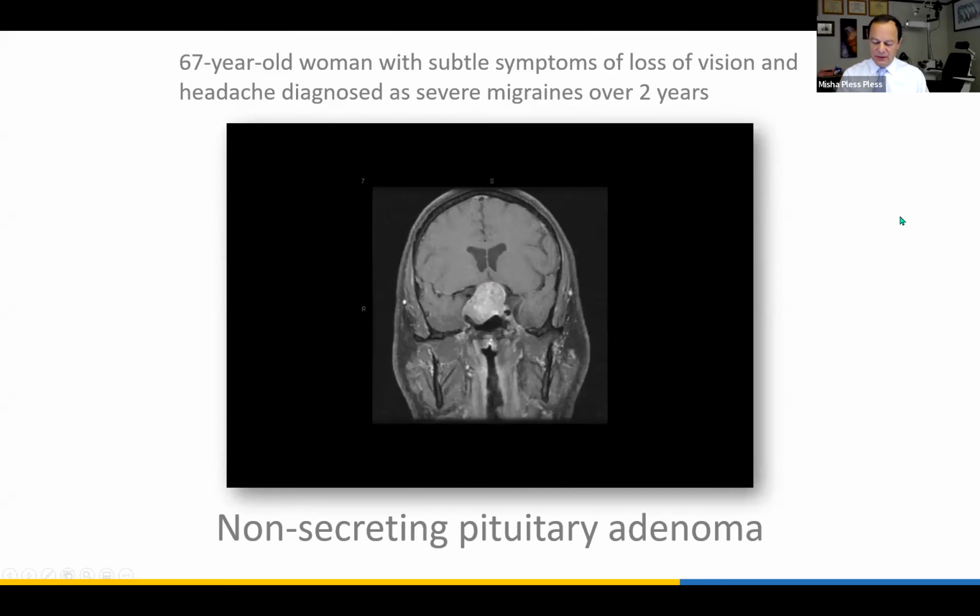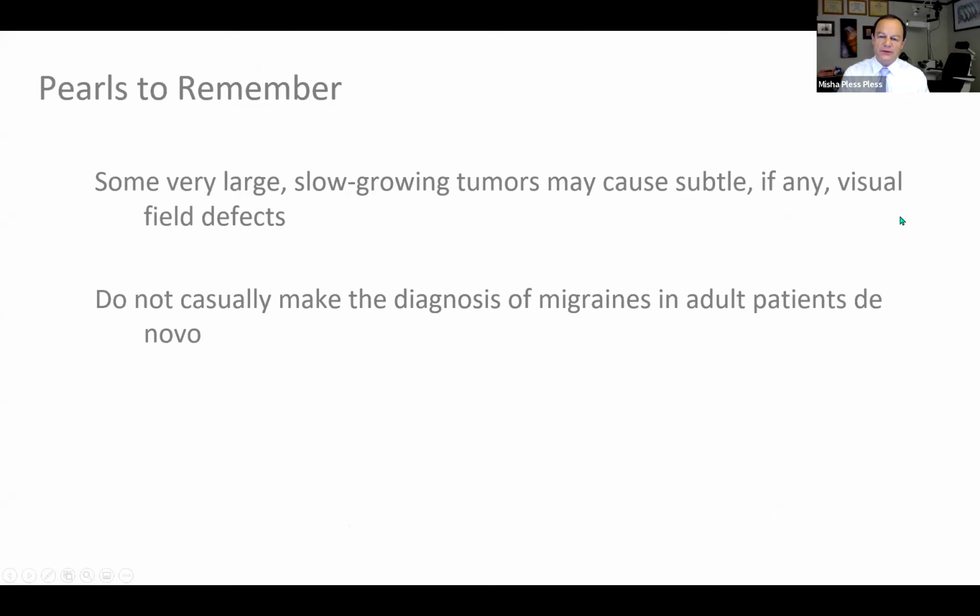Now, let me tell you, each case will have a pearl. The pearls to remember here are that some very large, slow-growing tumors cause subtle, if any, visual field defect. So if your tumor secretes a hormone that allows for early detection, then you're lucky. And of course, we all know that you do not make the diagnosis of migraines in adult or older patients de novo.